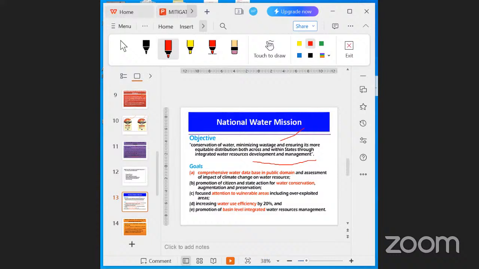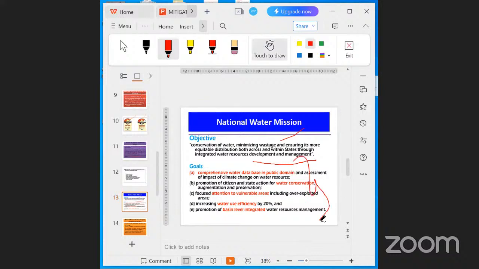So the Ministry of Water Resources, River Development and Ganga Rejuvenation. So those are the members who supported this mission. Okay. So it ensures better integrated water resource management leading to water conservation and less wastage, equitable distribution, forming better policies. So what are the goals of this mission? The goal of this mission is better utilization of available water resources, right?